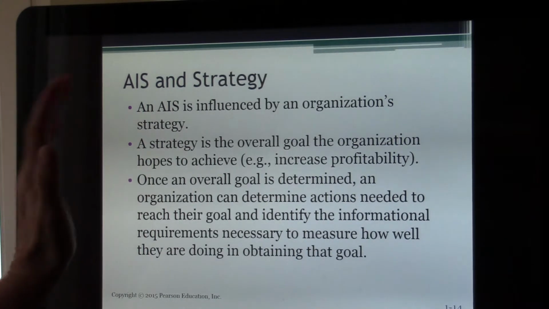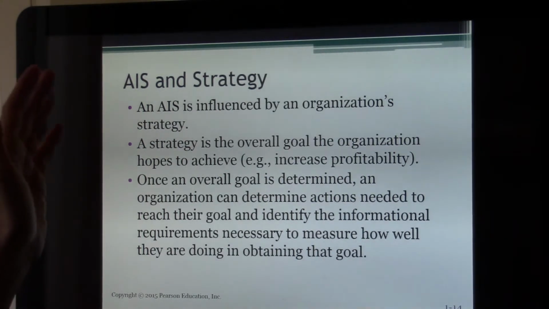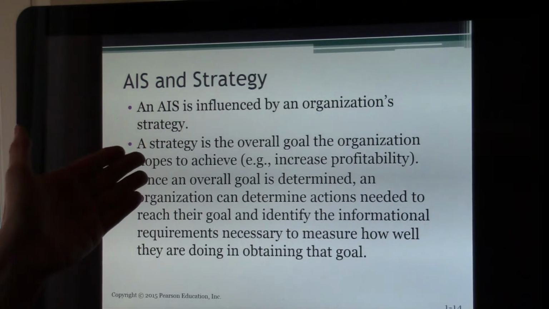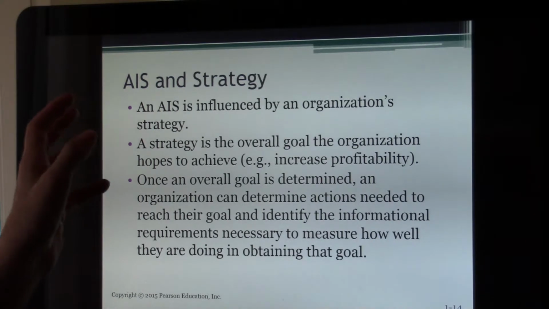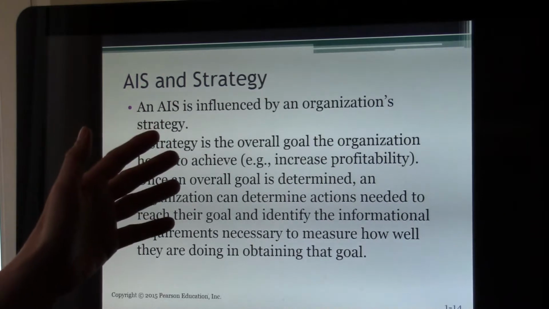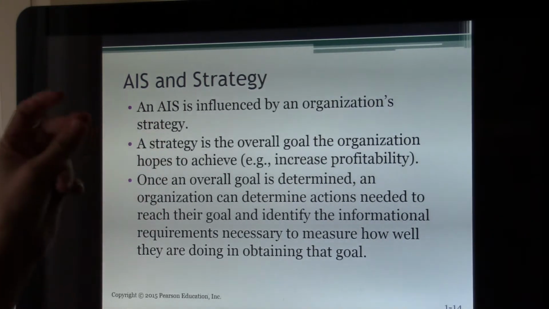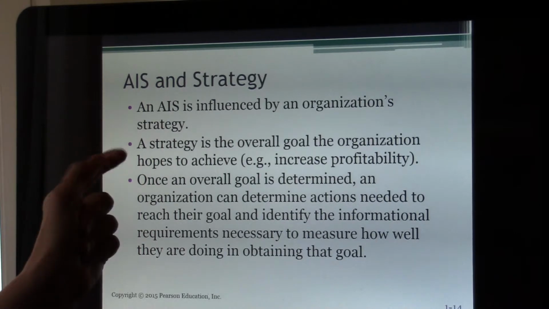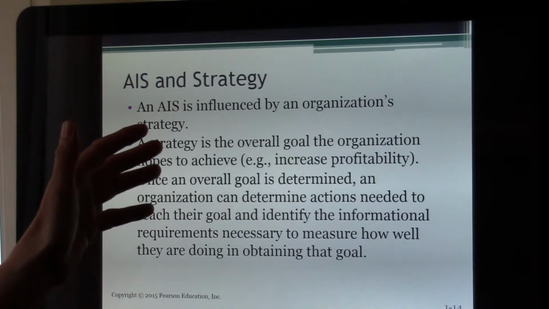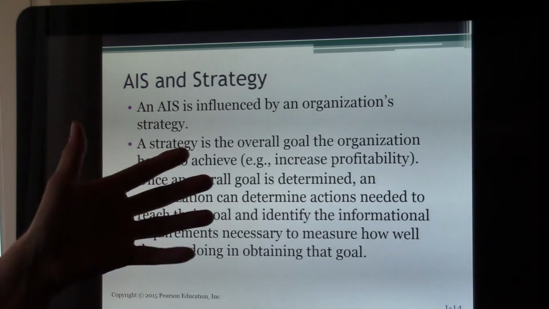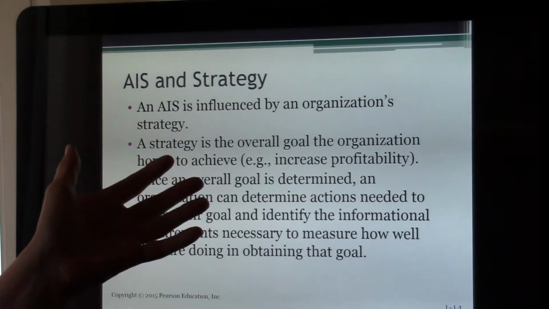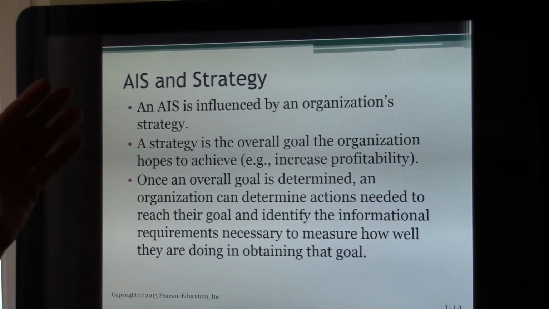AIS is influenced by strategy, so different organizations have different ways they make money, right? They have different strategies. So if I'm Walmart and I'm the everyday low-cost provider, I need my information systems to really help me with the logistics, to really help me find the cheapest vendor for everything, and my information system is going to be set up for that. If I'm Tiffany's and I want to buy only the best diamonds in the world, my information system is going to be set up very differently, right?